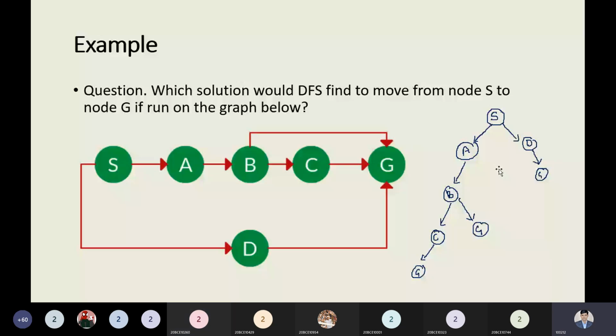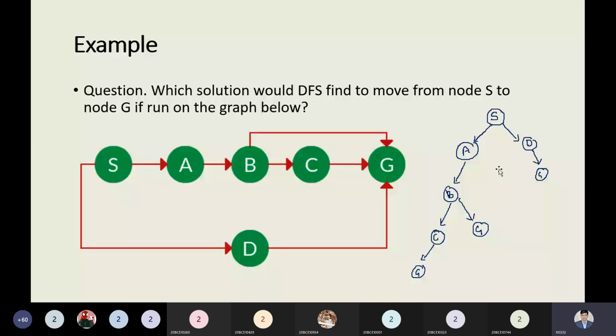You have to keep in mind that the deepest node we will consider first. Sir, how can we then identify the depth? S, A, B, C and G. Okay. Yes. Any other student, please tell me right now.